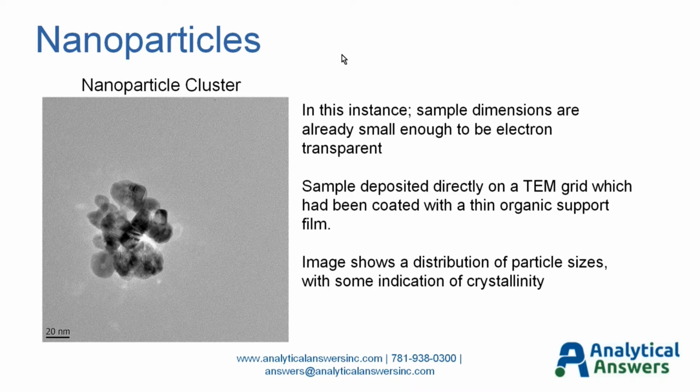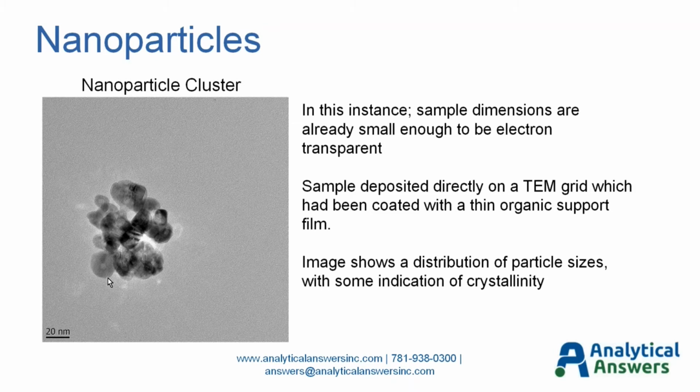Transitioning now to another type of sample. This is a nanoparticle example. Nanoparticles find application in a variety of important technologies. Catalysts being one of them, also composites or energy storage systems. What I have here is this nanoparticle cluster, and in this case, the sample is thin enough out of the box, if you will, that we don't need to do any additional thinning. It's not required to thin this any further.